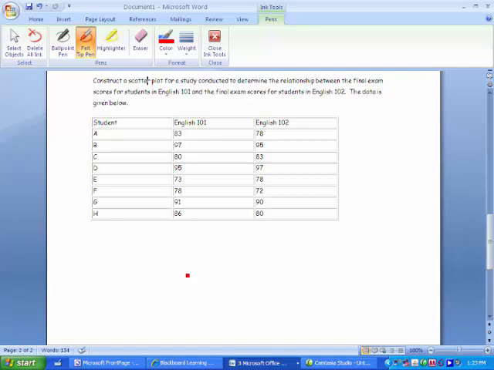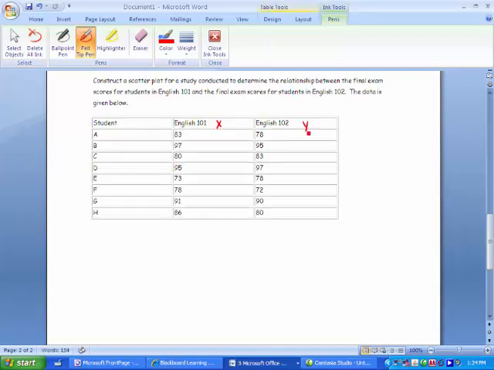And so let's begin by drawing our scatter plot. Now recall that on the scatter plot, the variable along the x-axis is the independent variable. Remember that the independent variable is the one that you have the most control over. But in this case, both English 101 and English 102 could be considered the independent variable. Therefore, we'll just make an arbitrary choice and let the 101 grades be the x values and the 102 grades be the y values.